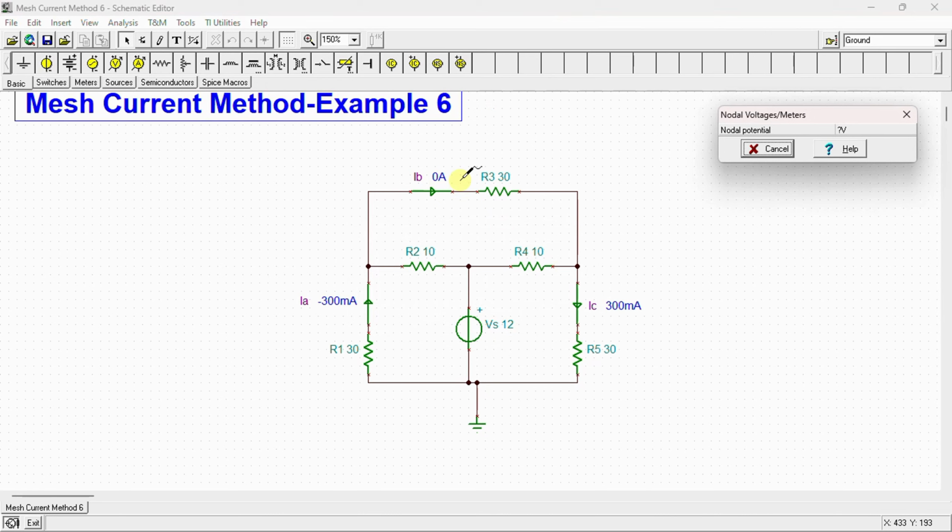We can see here that IB is 0 amps, IA is negative 300 milliamps, and we have IC is 300 milliamps. Those values are exactly the values we have found by calculation. Keep in mind that this method is valid for circuits with only independent voltage sources and linear resistors.